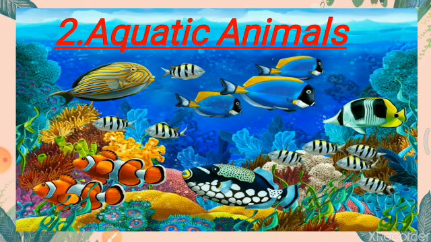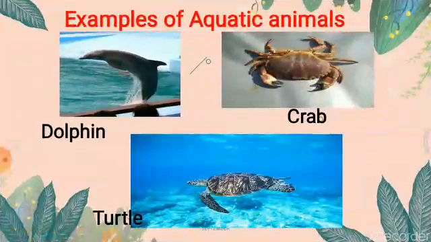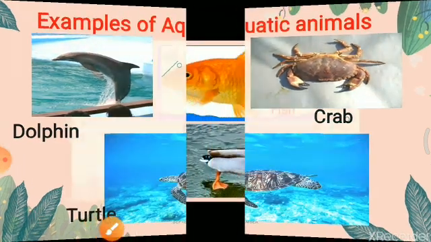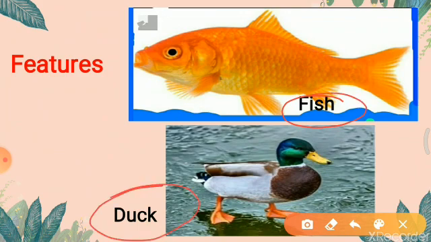Animals that live in water are called aquatic animals. So what are aquatic animals? Animals that live in water. Let's see some examples of aquatic animals: dolphin, crab, turtle, fish, duck. Most of them breathe through gills.